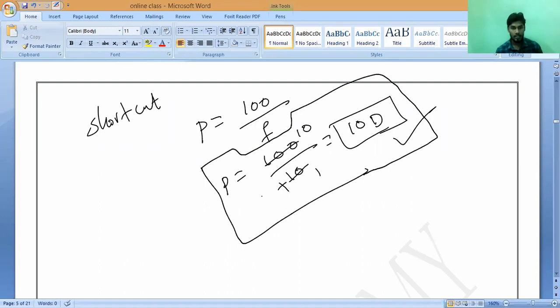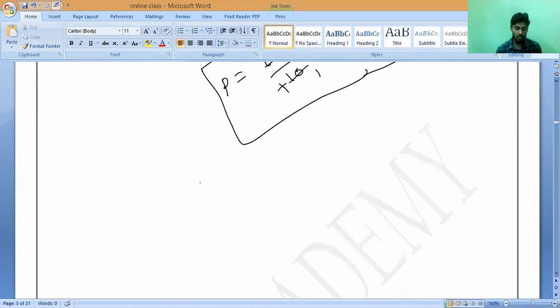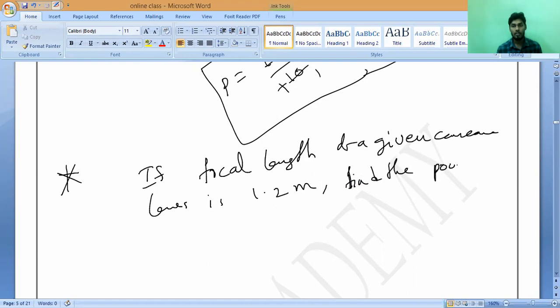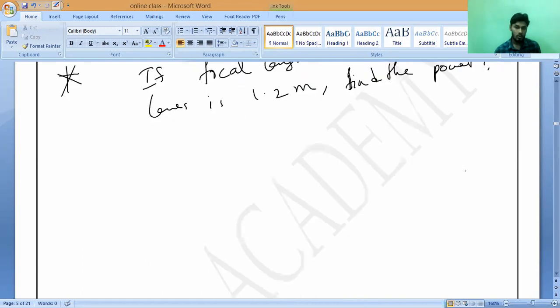That is, so directly we'll get the answer. Okay? Now, write the next question. If the focal length of a given concave lens is 1.2 meters, find its power. Find the power of a lens. So what should we do here?